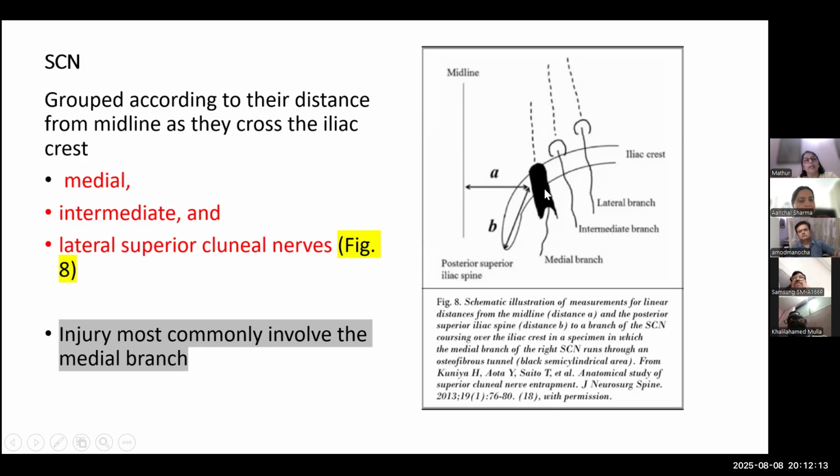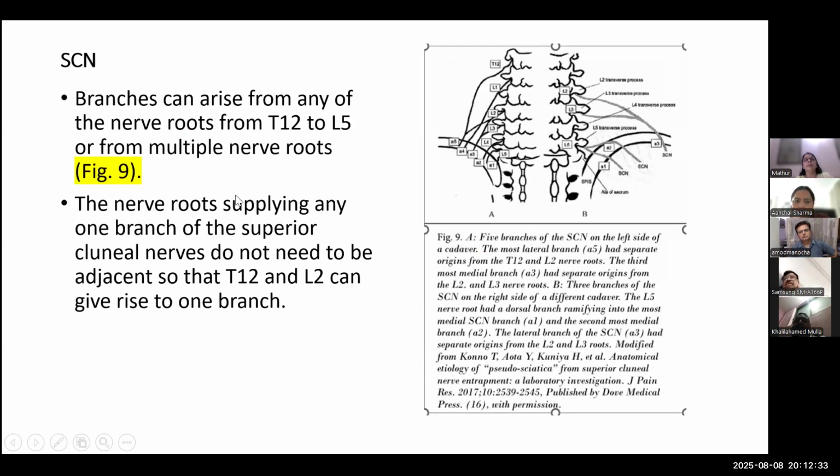The superior cluneal nerves are grouped according to the distance from the midline. So this is the most medial, the intermediate, and the lateral superior cluneal nerves. And injury has been seen mostly involving the most medial branch of the superior cluneal nerve. The branches can arise from any of the nerve roots from T12 to L4 or from multiple nerve roots. The nerve roots supplying any one branch of the superior cluneal nerves do not need to be adjacent to that. T12 and L2 can also give rise to one branch.